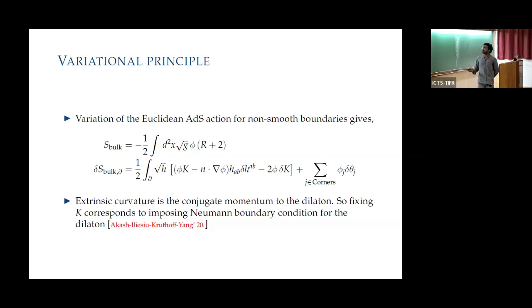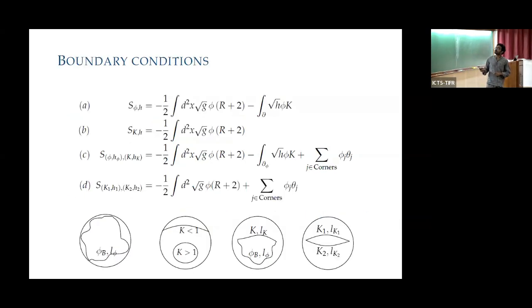The important piece here is this extra term, which is a corner term, which arises when you have two different types of boundaries which are non-smooth, which are not the same. So this corner term is a codimension 2 term, and it's at the location where the two different types of boundaries meet.